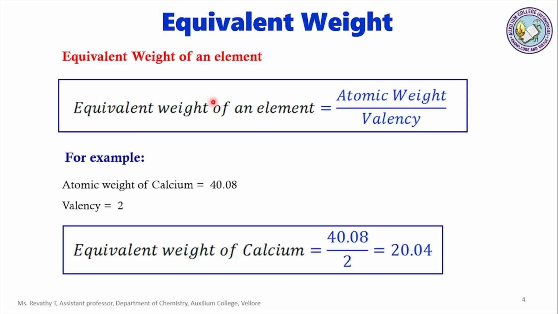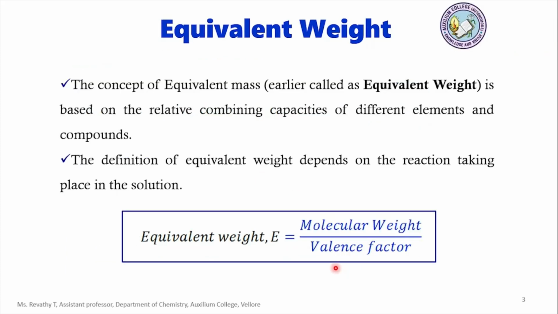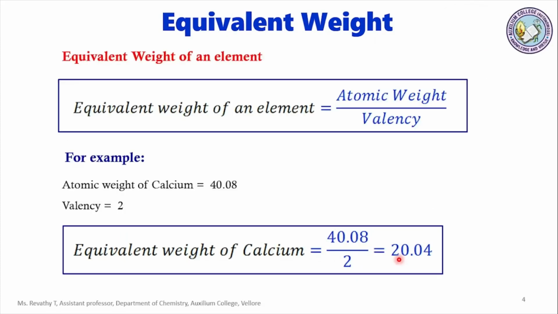First, let's learn how to determine equivalent weight of an element. From the general formula, as said before, which is equal to molecular weight divided by valence factor, here equivalent weight of an element will be equal to atomic weight divided by the valency. Here the valence factor is valency.